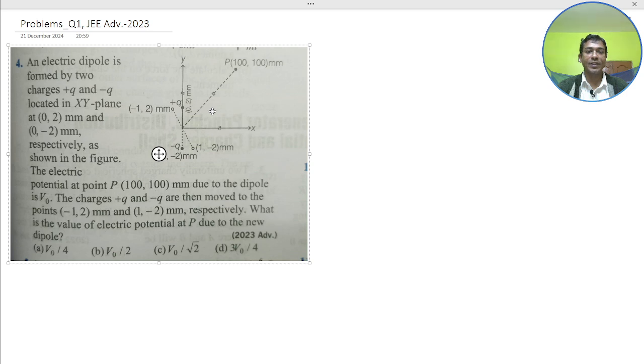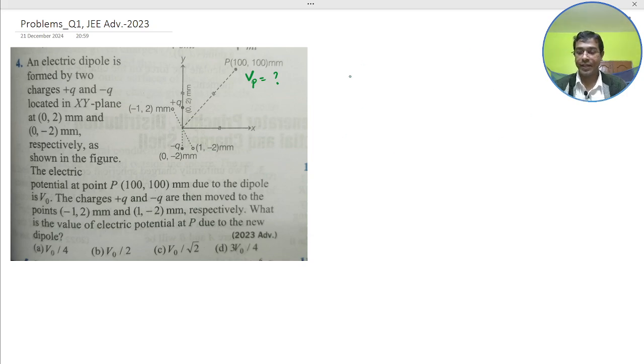Now the charges plus Q and minus Q are then moved to the points minus 1, 2 and 1, minus 2. This is the moved charge. What is the value of the electric potential at the point P due to the new dipole? Basically, given a dipole P, we have to find the electric potential at this point P, V P, from 2023 JEE Advanced.